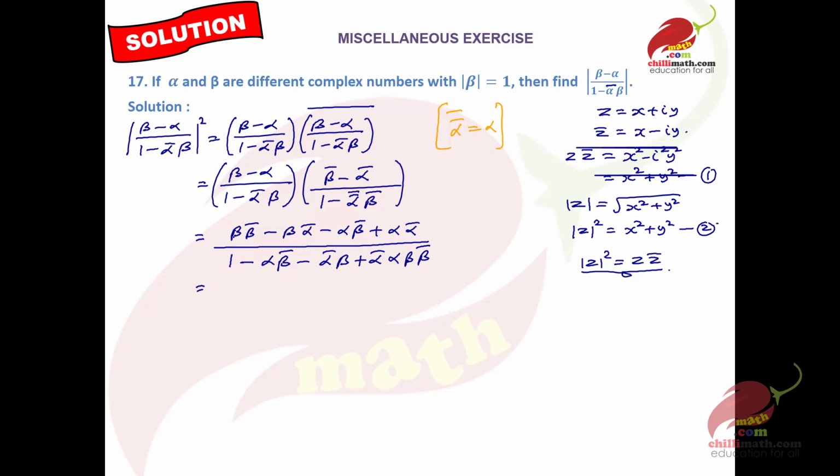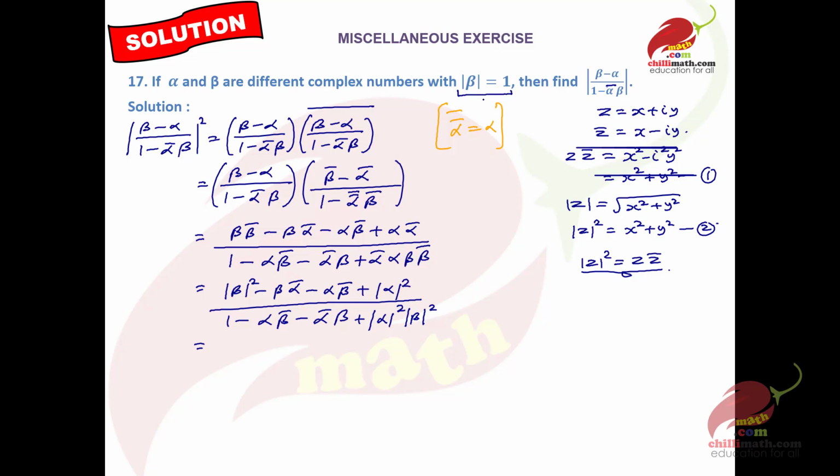Beta into beta conjugate, beta is also a complex number, so like z into z conjugate, we have written modulus of z whole square, so beta into beta conjugate can be modulus of beta square minus beta into alpha conjugate minus alpha into beta conjugate. Again alpha is a complex number, so alpha into alpha conjugate is modulus of alpha square over 1 minus alpha into beta conjugate minus alpha conjugate into beta. Again alpha into alpha conjugate is modulus of alpha square, beta into beta conjugate modulus of beta square.